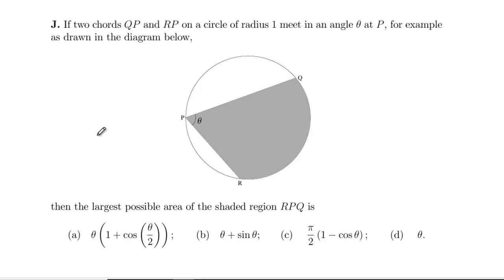J, and we've got more geometry, which is good. If two chords QP and RP on a circle of radius 1 meet at an angle theta at P, for example like this, what is the largest possible area of the shaded region? Well, we're going to get the largest possible area when this has moved round to be in the middle. We want it to be symmetrical about P, because that's always when you get the largest possible area. So we want PR to be equal to PQ. So how is that going to help?